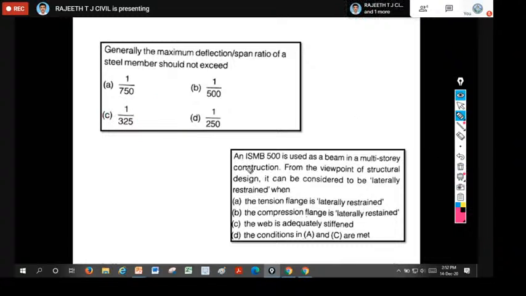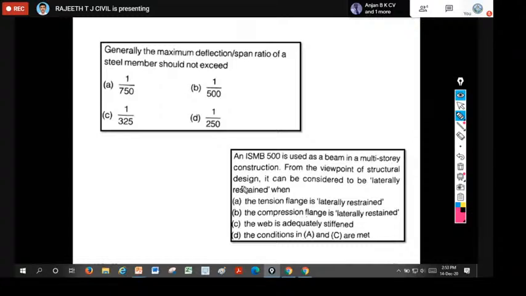Now, if you move on to the next question here: ISMB 500, that is Indian Standard Medium Beam, having a depth of 500, is used as a beam in a multi-story construction. From the viewpoint of structural design, it can be considered to be laterally restrained. When do we call the beam laterally restrained? We have discussed two conditions, laterally supported and laterally unsupported. So when do we call it the laterally restrained or laterally supported condition?